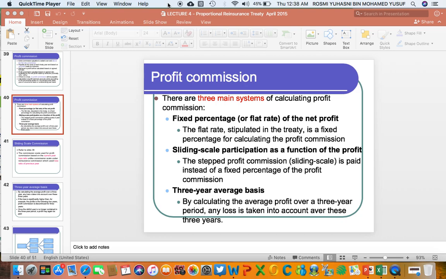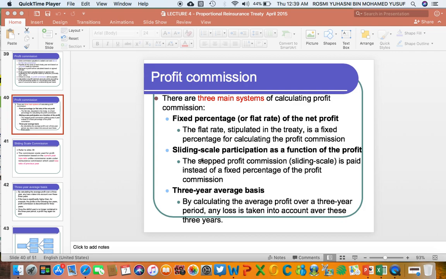So for profit commissions, there are three types or three systems. The first one is called flat rate or fixed percentage profit commission. The first system here, fixed percentage commission, doesn't depend on variables such as the loss ratio because the rate has been fixed. Let's say 15% of profit or 10% of profit. So the rate is already there, it's been fixed by the treaty.